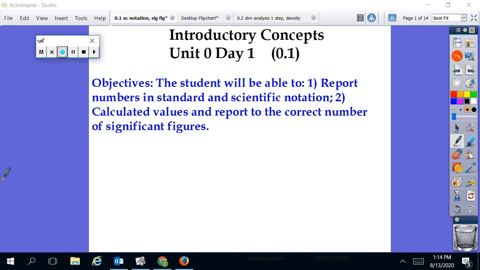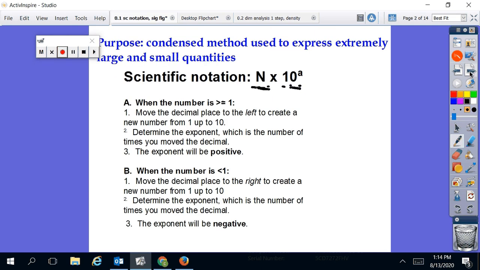So the first thing we're going to do is talk about scientific notation. The purpose of scientific notation is to take big numbers and really small numbers and write them in a notation that's more efficient. So for example, if I had the number 3 million, writing that is writing a lot of zeros. So you might want to express it in a different way. The way I wrote 3 million on the board is called standard notation.